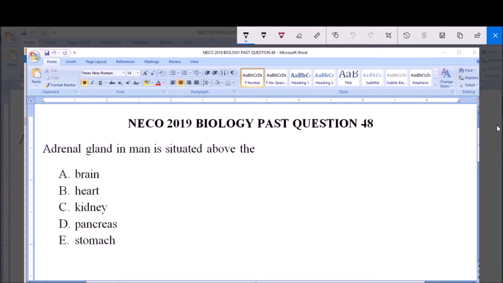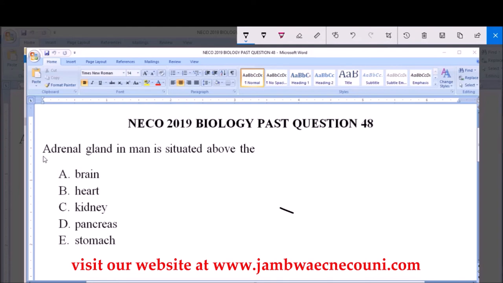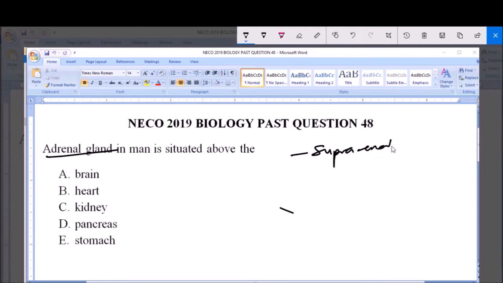Now, the adrenal gland is also known as the suprarenal gland. And this name is divided into the supra and the renal. Supra here meaning above, and renal here meaning kidney. So in other words, the adrenal gland simply means it is above the kidney.